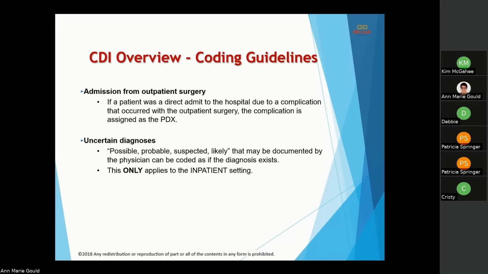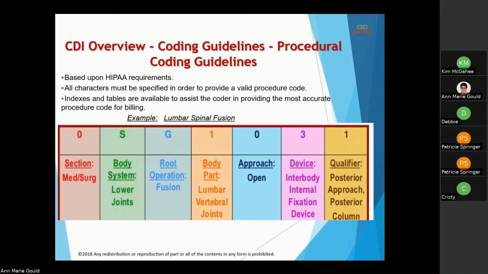Your uncertain diagnoses, possible, probable, suspected, likely, may be documented by the physician, and it can be coded as if the diagnosis exists. But keep in mind, if you work outpatient, it doesn't apply to outpatient, it only applies to the inpatient setting. And this is our procedural coding guidelines. They're all in CMS. It's like, I don't know how many thousands of pages, but there are indexes and tables to assist the coder. This is just an example of a lumbar spinal fusion.